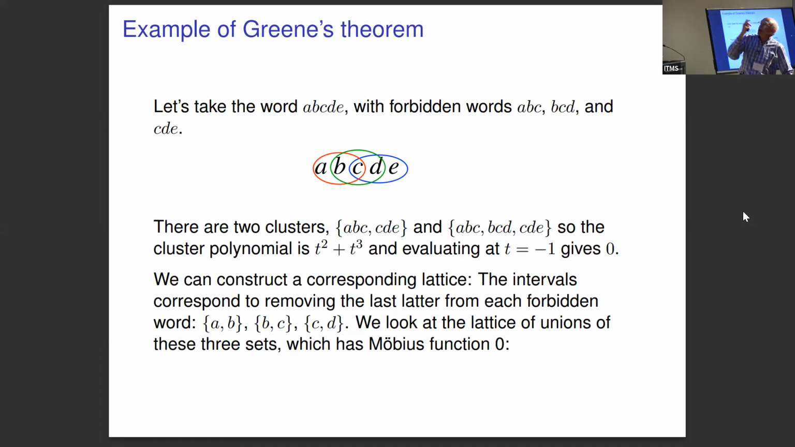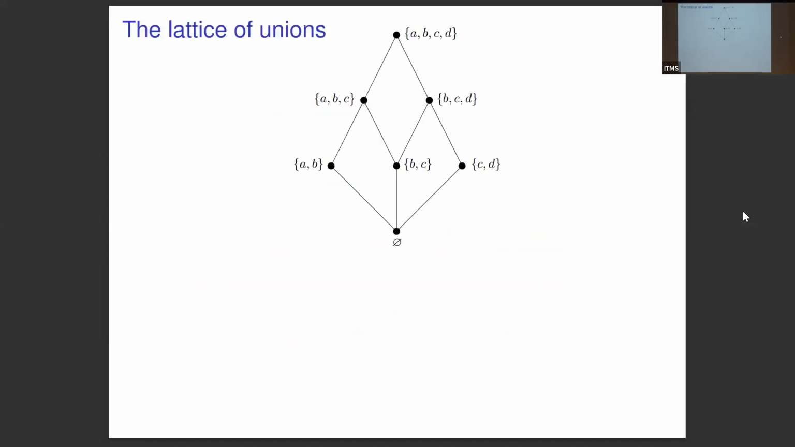So for each forbidden subword, I take the set of corresponding letters, but I leave out the last one. So for the forbidden word ABC, I take the set AB, and for the forbidden word BCD, I take BC, and for CDE, I take CD, and I look at the lattice of unions of these things. And here's a picture of the lattice. And for those of you who are familiar with Möbius functions, you can probably compute the Möbius function of this pretty easily, and you'll see that you get 0, the Möbius function from the bottom to the top.